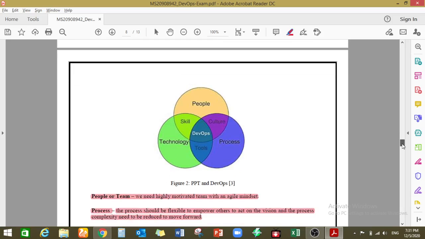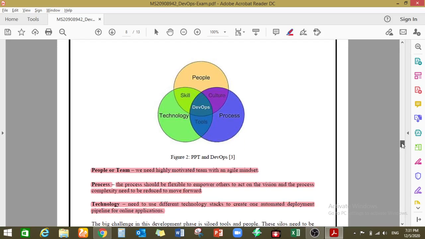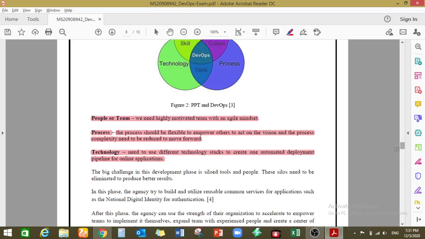When we look at this picture, when people and technology collaborate, the skills improve, and when they incorporate with the processes, the cultures can be changed and tools adopted. The intersecting part is DevOps. This shows how people, process, technology and DevOps are interrelated in the development process.